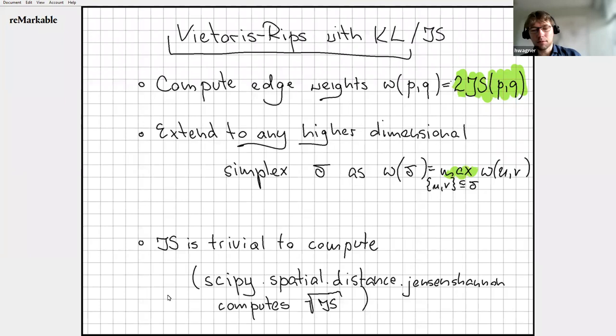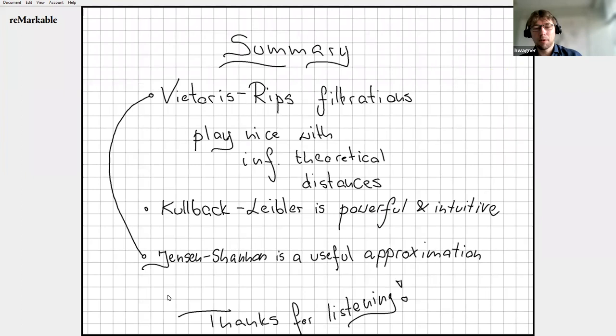Okay, so to summarize, the main point is that if you use Vietoris-Rips filtrations, then they tend to play, with some tuning, as you saw, quite nice with information theoretical distances. So this is nice. And I hope that I managed to convince you that this Kullback-Leibler divergence is not only powerful because of the number of applications it has, but also quite intuitive if you have never seen it before. And then perhaps the main point is that we can get a lot of this power with very simple computations in the context of TDA by just switching to the Jensen-Shannon divergence, which is very easy to compute and is a very good approximation.